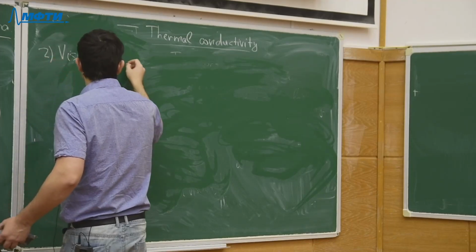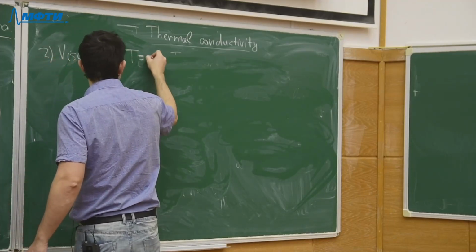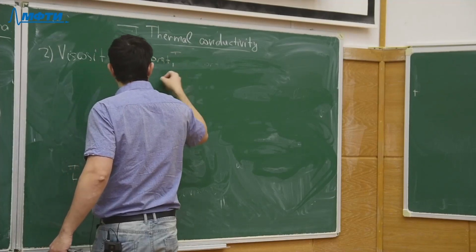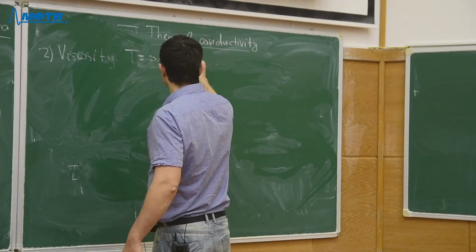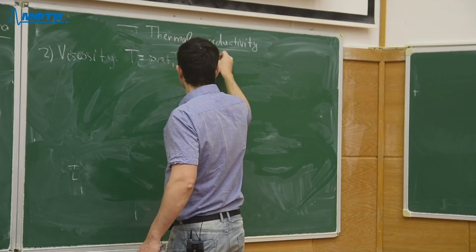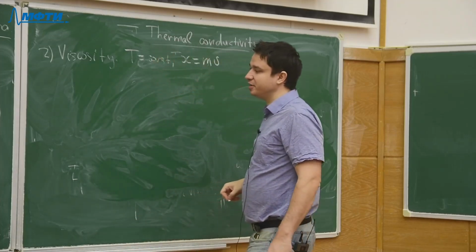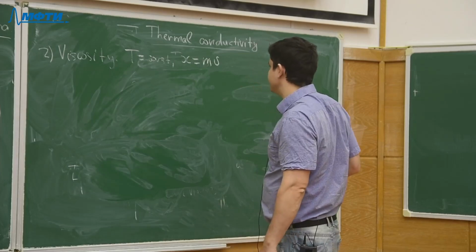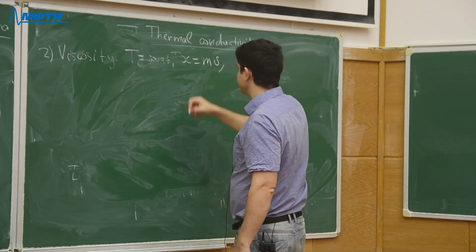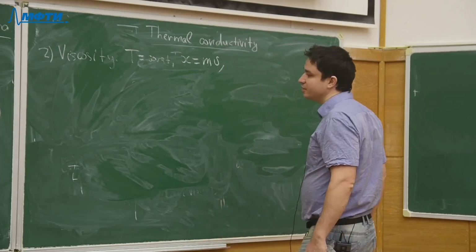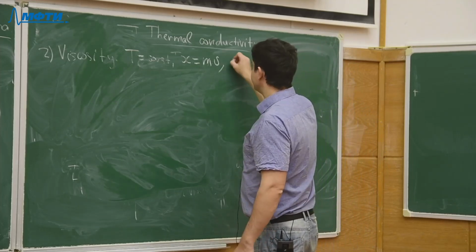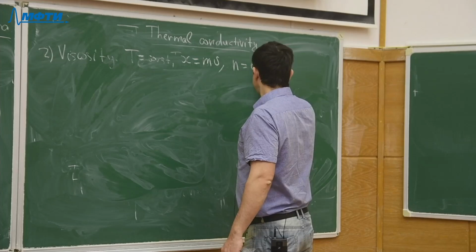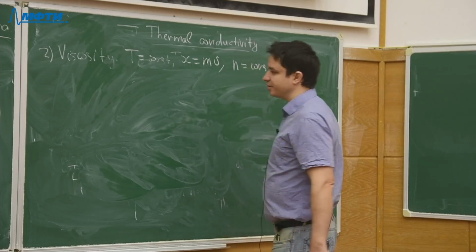In the viscosity, we assume that temperature is constant, but small x is the mass of the molecule multiplied by the drift velocity of that molecule, the macroscopic velocity at that point of space. And secondly, the concentration is constant. The number density everywhere is constant.